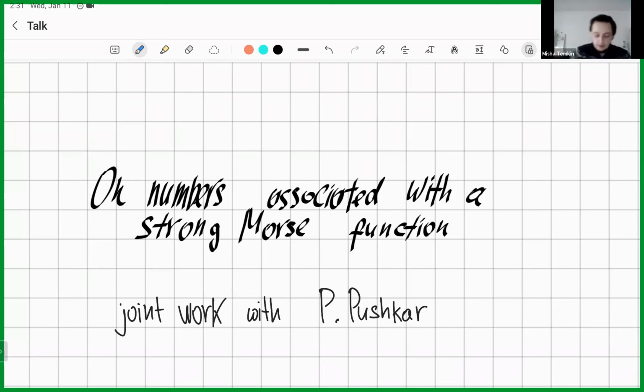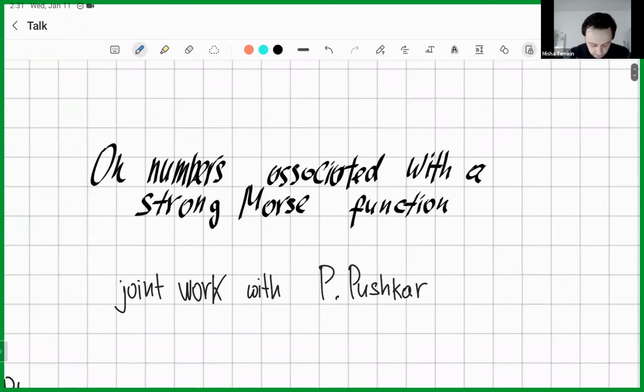Right. So first of all, I want to thank the organizers for having me. It's a pleasure to speak at this seminar. So basically, I'll be talking about the joint work with PHK. It's going to be, in a few words, about a single invariant of a strong Morse function, about its various properties and all that. So please interrupt me at any time should you have any questions. I would be glad to answer.